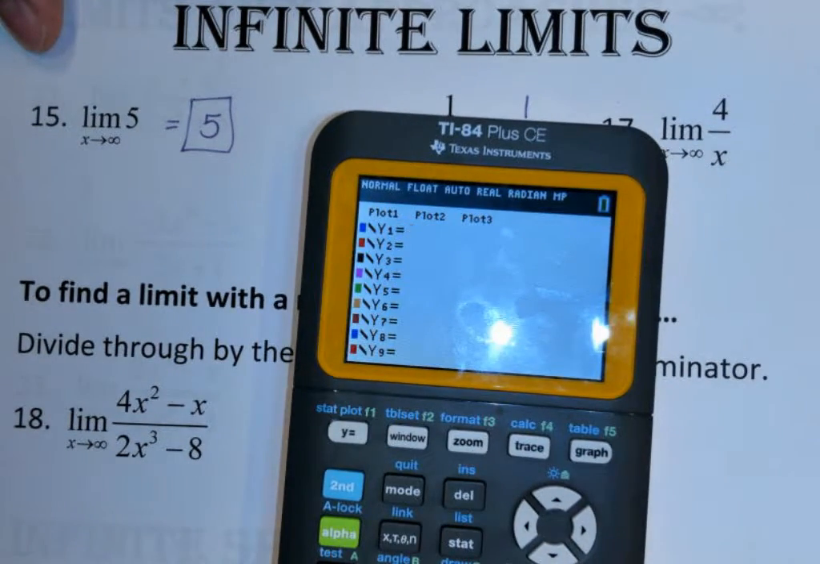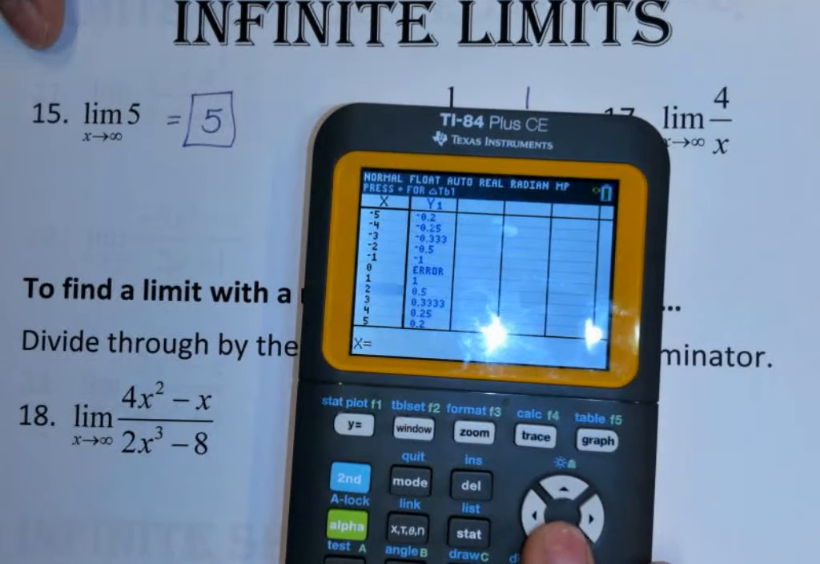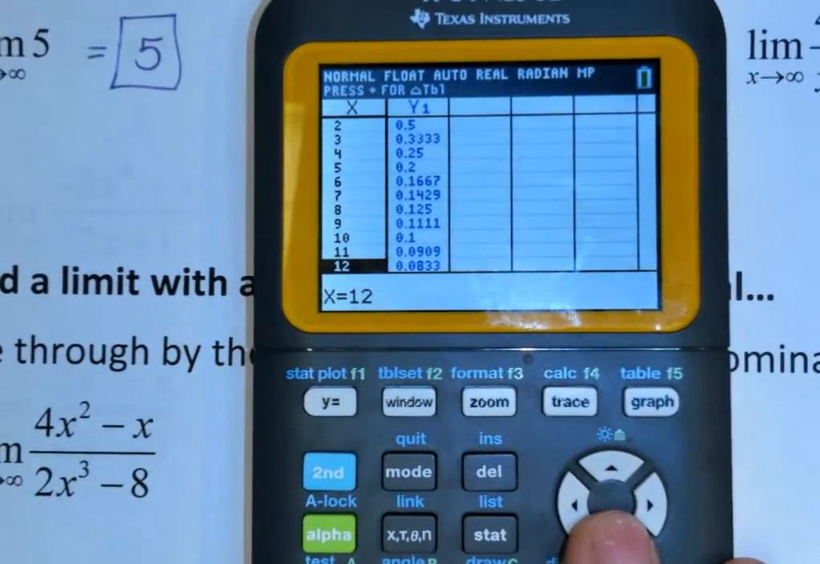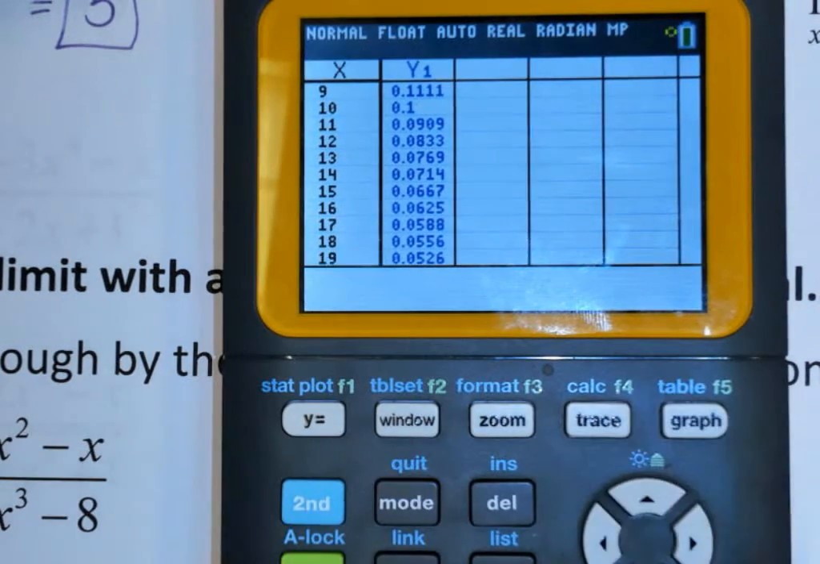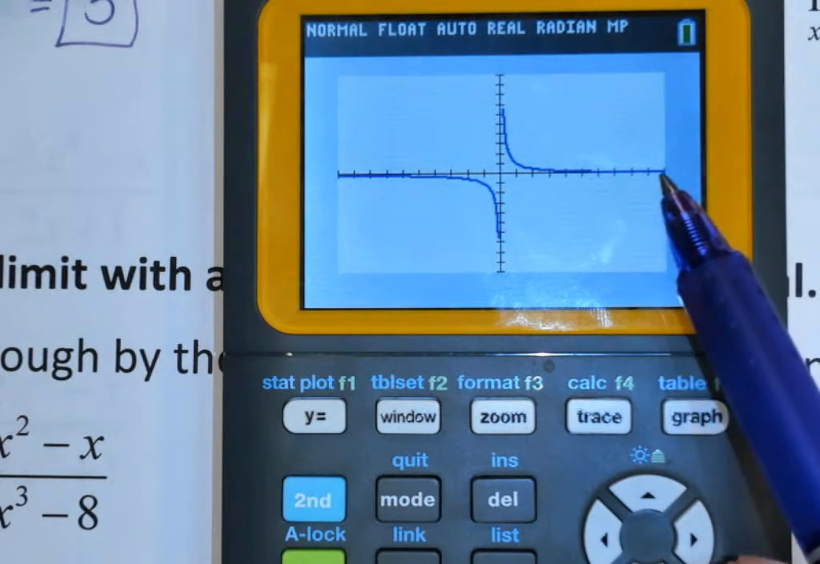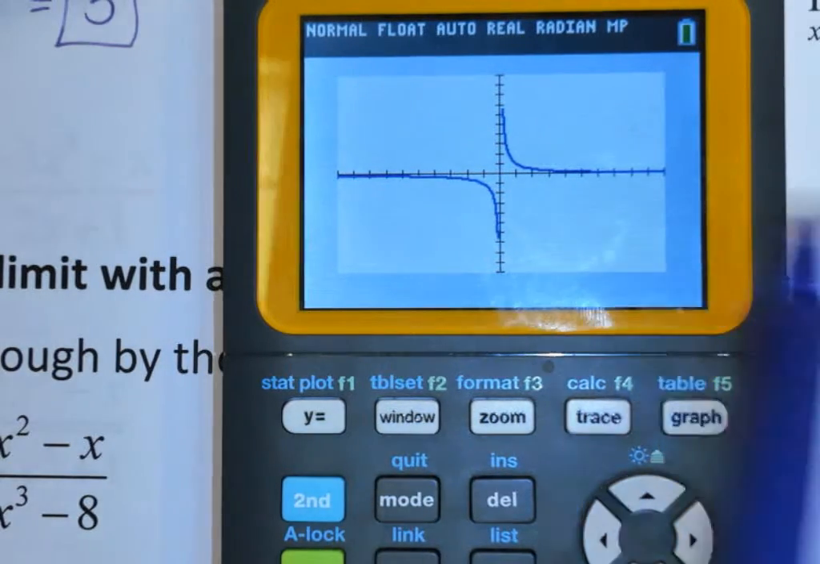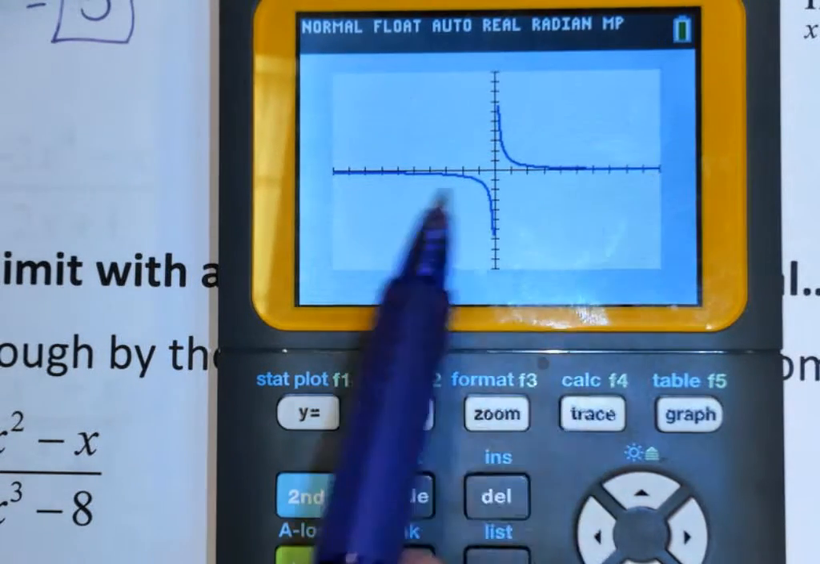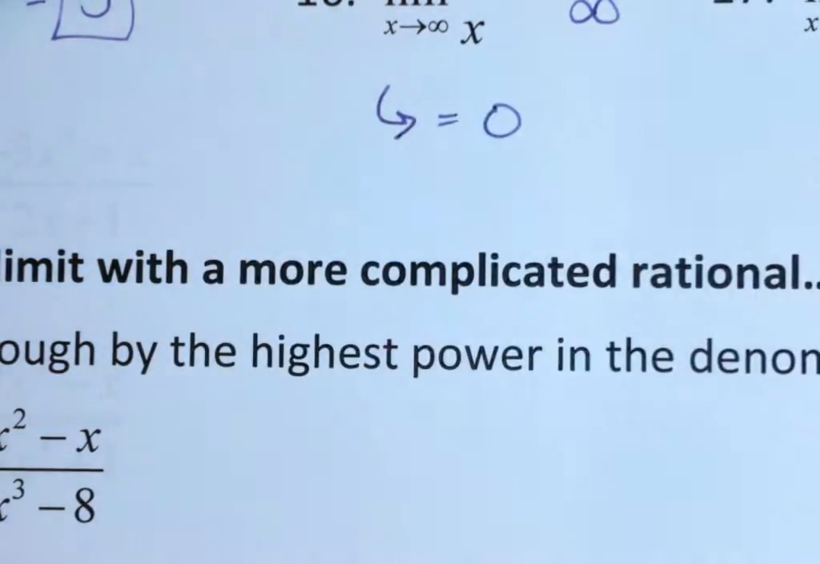And let me just take this the easy route. If I go to my y equals and do 1 over x, I can go to my table. What happens as my x's get bigger and bigger and bigger? It gets smaller and smaller and smaller. If I look at the graph, what do I say x is doing as I go out to the right? It gets closer to 0. What do we call this line right here? That's the asymptote. So as x goes to infinity, my limit here goes to 0.